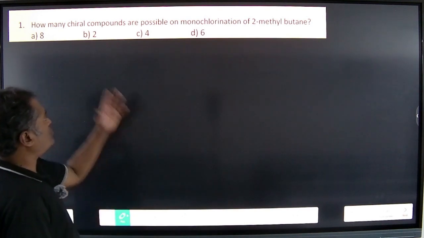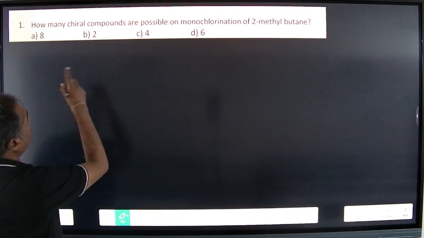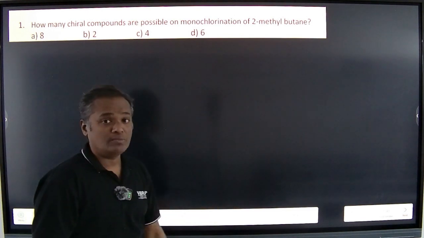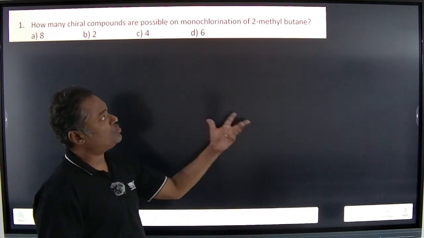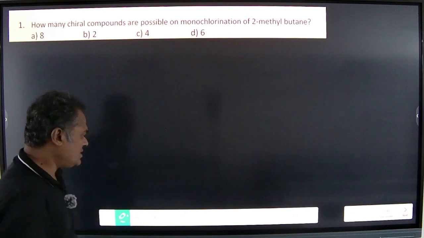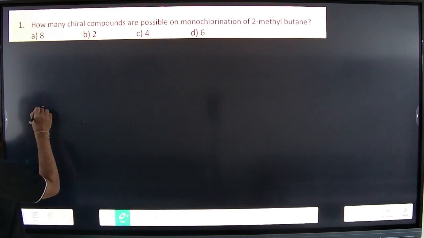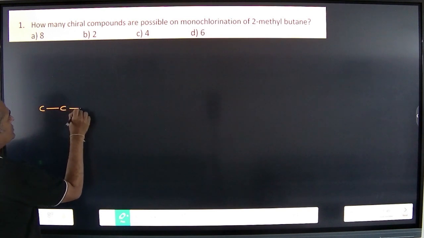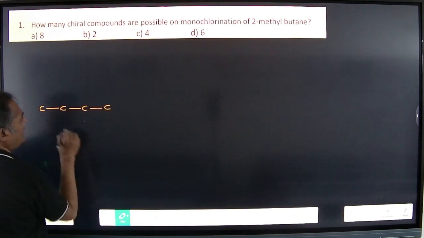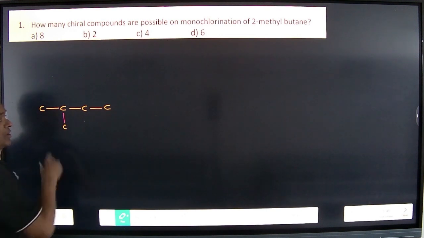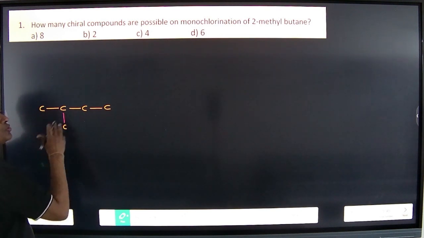The first question you can see is: how many chiral compounds are possible on monochlorination of 2-methylbutane? Let us write the structure of 2-methylbutane first. How do you write 2-methylbutane? We have 4 carbon atoms, and on the second position we have a carbon atom. This is the skeletal arrangement of 2-methylbutane.